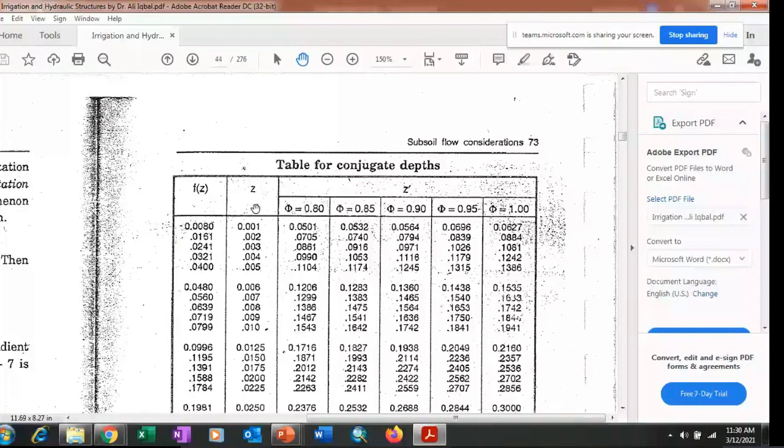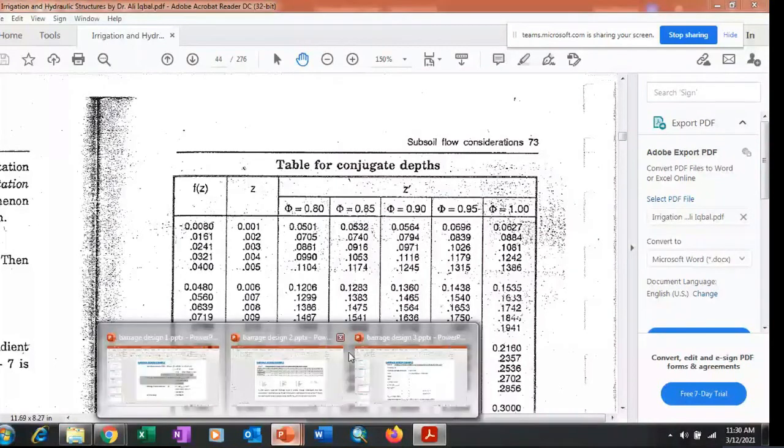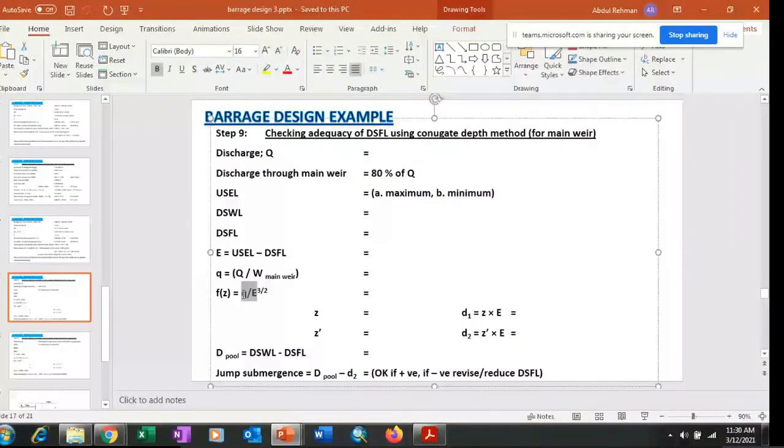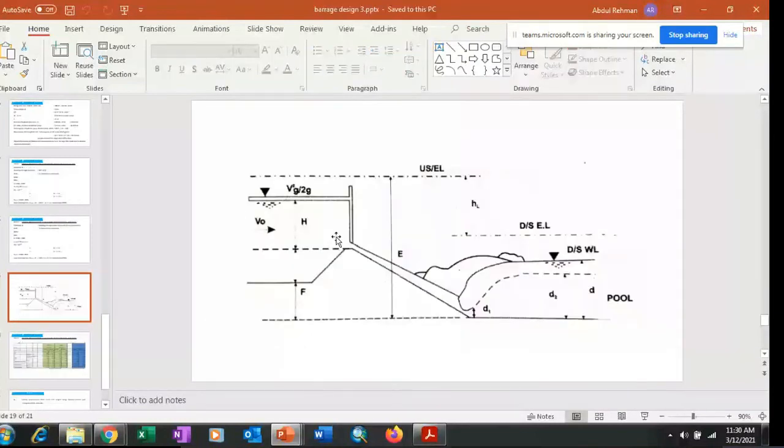We see two factors denoted by Z and Z dash from these tables for various values of Fz, where Fz is calculated as Q over E raised to the power 3 over 2. Here Q is the specific discharge, and E is the difference of the upstream energy level and the downstream floor level.